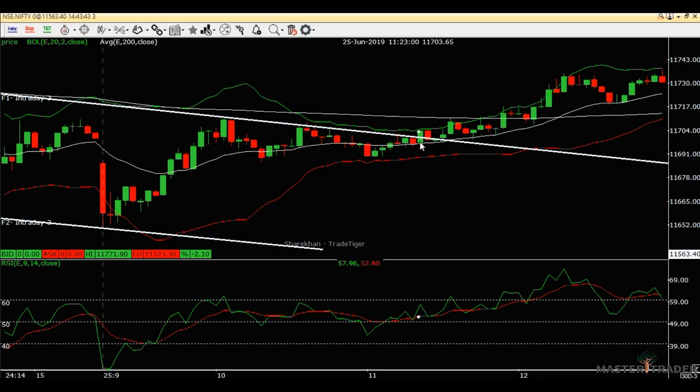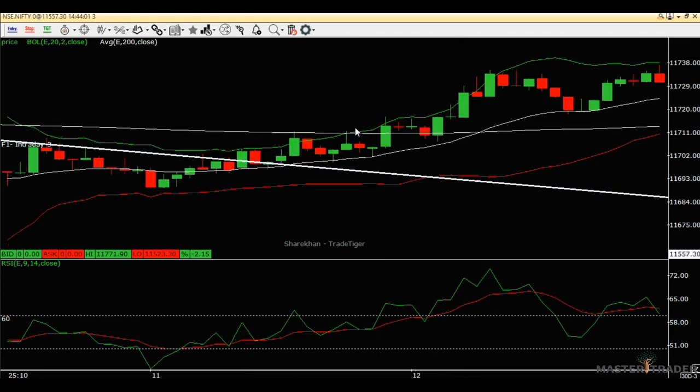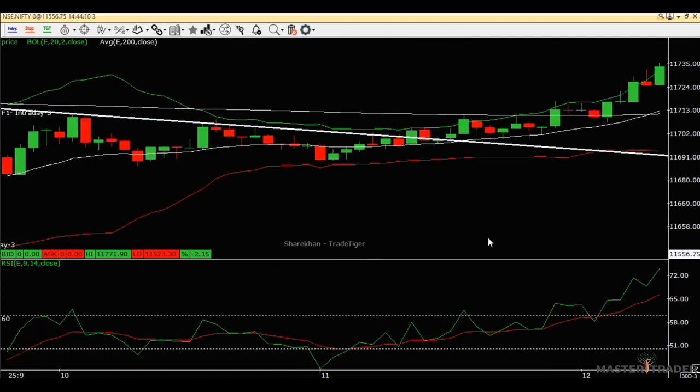Now here we get the breakout, but we don't get a close above the upper Bollinger Band yet. Now here we get a close above. Yes, this can fit as our entry, because we've got a nice green candle closing above the upper band. We can see RSI is above.